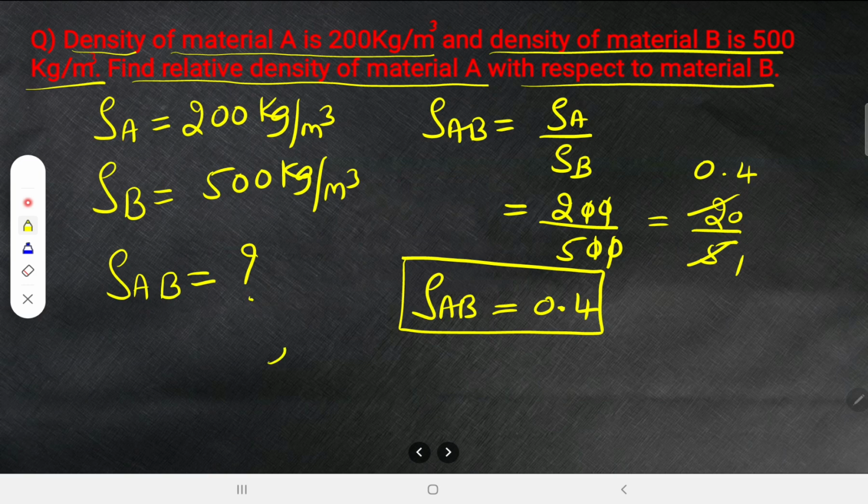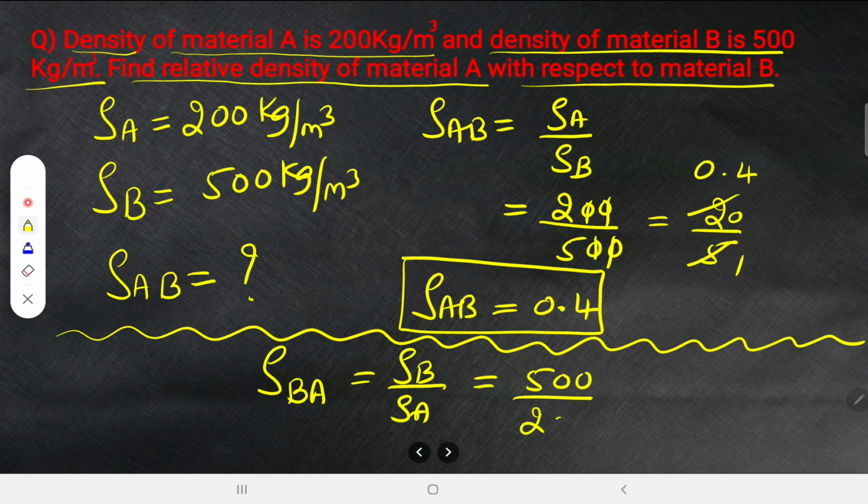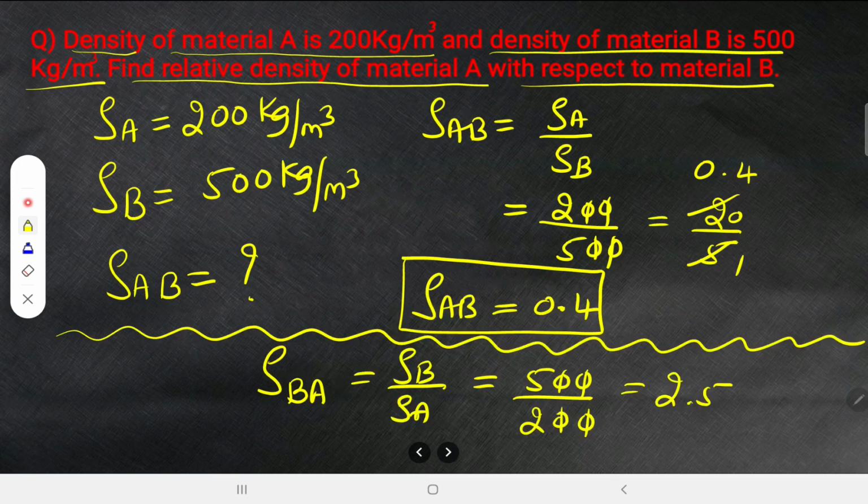If they are asking relative density of material B with respect to material A, then the formula would become rho B divided by rho A. Just extra I am telling you. So rho B is 500 and this is 200. The zeros get cancelled. 5 by 2 means it becomes 2.5. Relative means not only with respect to water, it can be with anything. Here we got it with respect to water, but you can compare any material with another material.